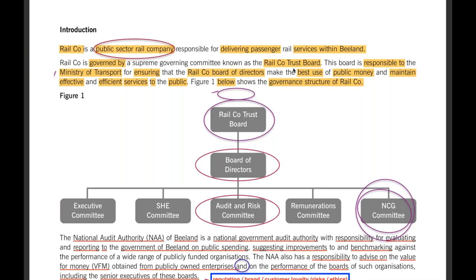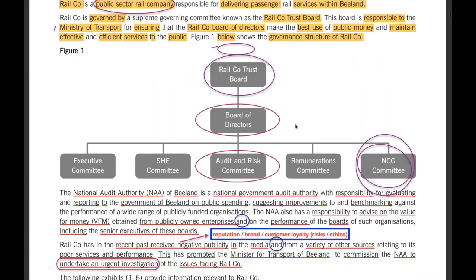Okay, so this is an example of how you should be looking at your introduction. Here it tells you, okay, the governing committee, responsible, who are they responsible to, you see, Ministry of Transport. So this is the governance structure of this Railco. So they have what? The structure. You have Railco Trust Board, Board of Directors, and they have whom? So how many committees do they have here? They have 5 committees. So automatically you know that this is the governance structure. So this is what they have.